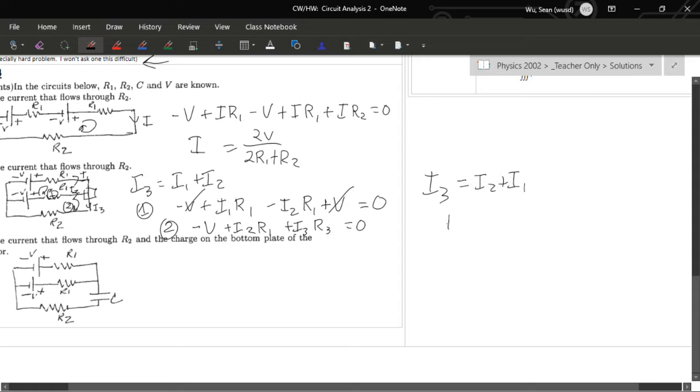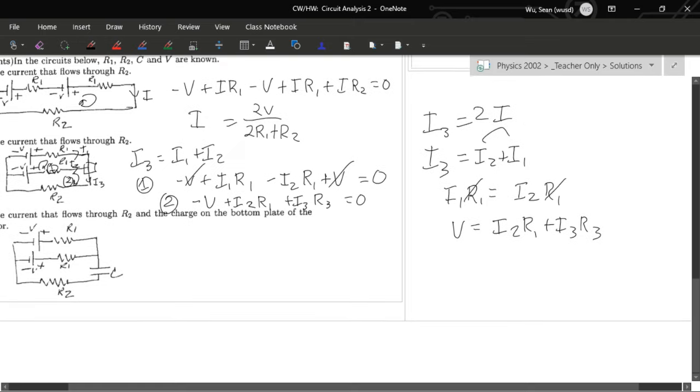We have I1 R1 is equal to I2 R1, and V is going to be equal to I2 R1 plus I3 R3. So these are the same resistance, so I1 is equal to I2. That says that I3 is going to be equal to 2 times I, if I redefine that there, and say that this is going to be I.